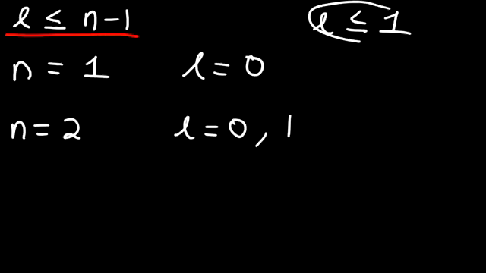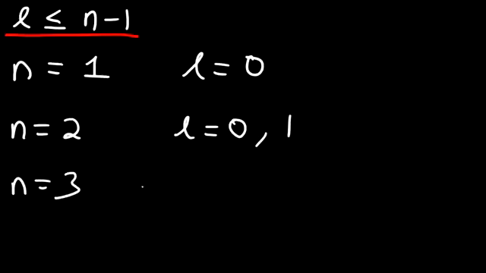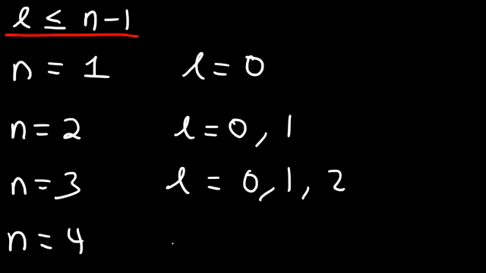And this expression will be true. Now what about when n is 3? When n is 3, the maximum that L can be is 3 minus 1 or 2. So L can be 0, 1, or 2. When n is 4, L could be 0, 1, 2, or 3.